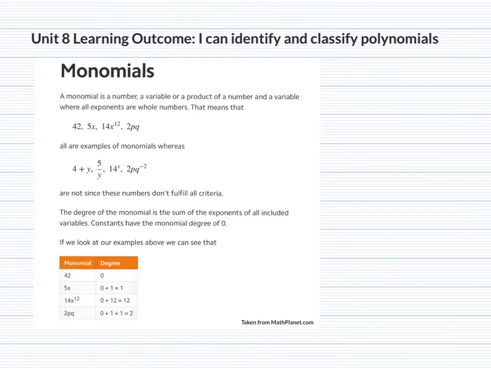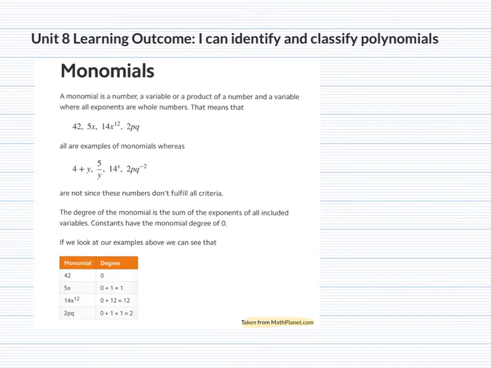So we have a lot of vocabulary. I took some of this from the web because I thought it summarized things really well, and because I wanted to point out that there are resources that you can go to. So I got this from mathplanet.com. So you can feel free to go there and look even more about polynomials and monomials.